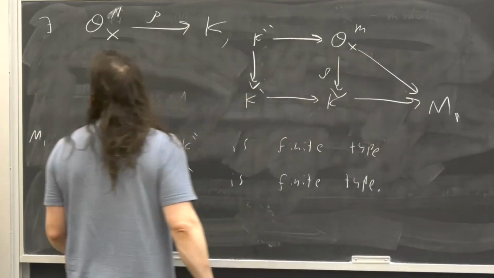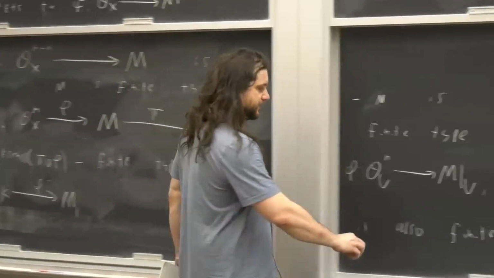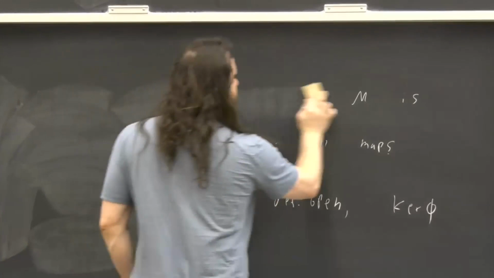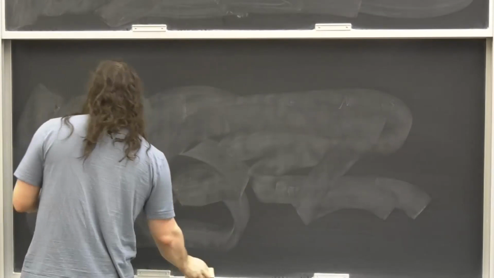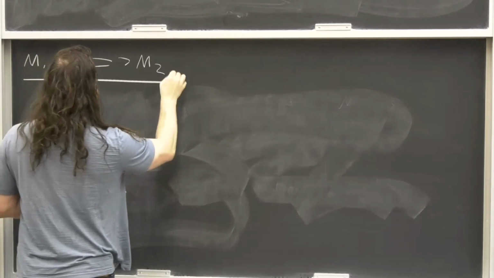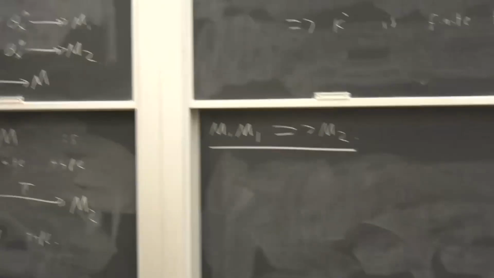Okay. And then we wanted to show that any map to M from a globally generated, free guy like this has kernel that's finite type. So that's M1, M2 implies M. The others are a little easier. So let's prove that if M and M1 are coherent, then M2 is coherent. Again, we're going to show finite typeness and this kernel property. M is finite type, which automatically means M2 is finite type.